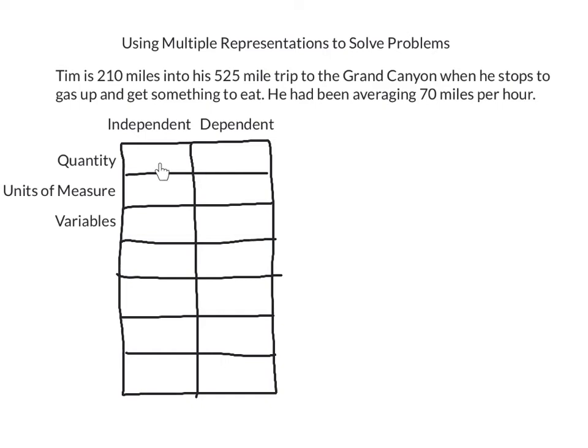So then what are these things? Well, this is exactly why I wrote time in hours and distance in miles. And that's really what you need to put in those spots. The variables we had already decided on. Of course, independent we know is the x, and the dependent is the y.